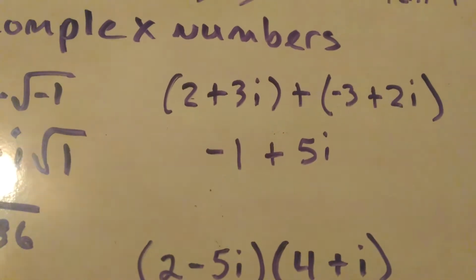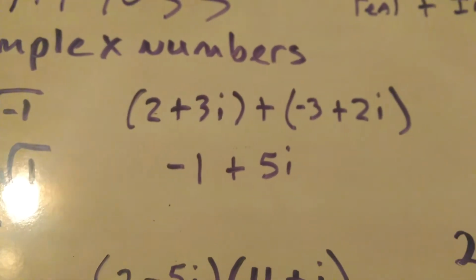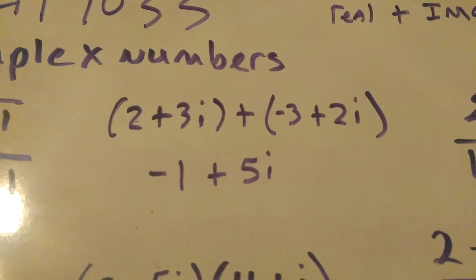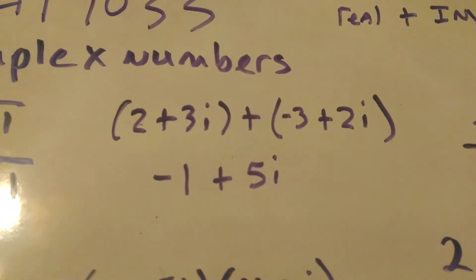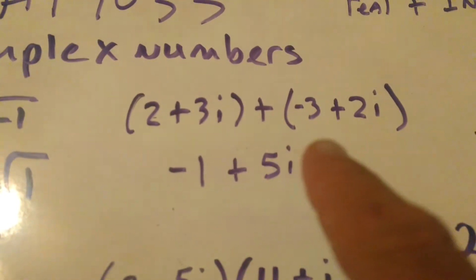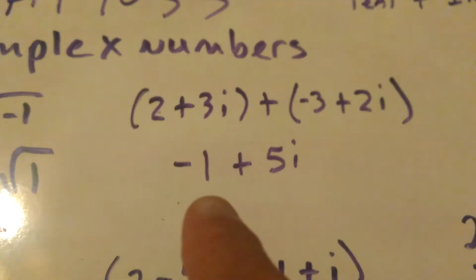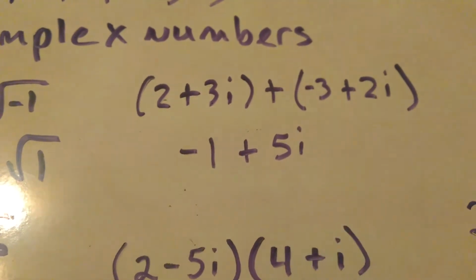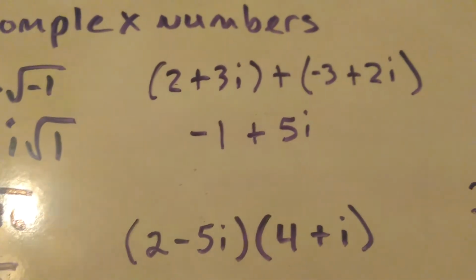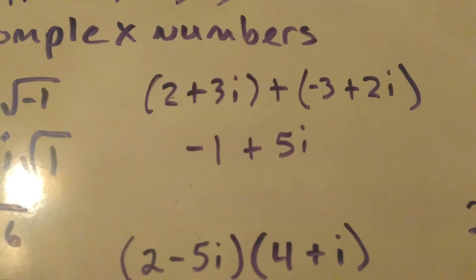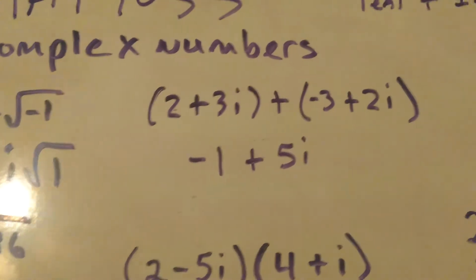So when I have 2 plus 3i plus -3 plus 2i, it's just like combining like terms. I'm going to take the 2 and add it to the -3, I get -1. I'm taking 3i plus 2i, getting 5i. So all I can do is add or subtract real to real, add or subtract imaginary to imaginary.